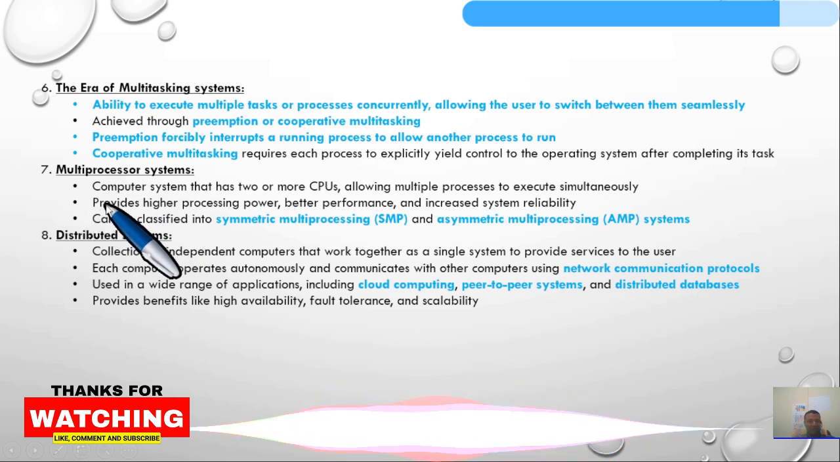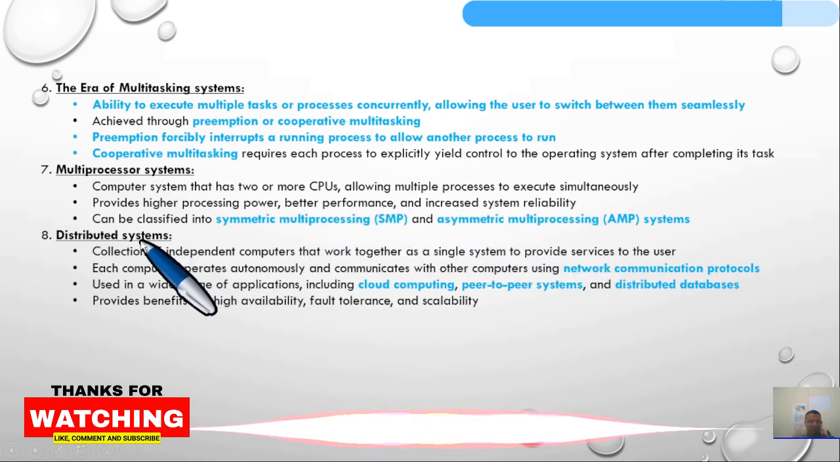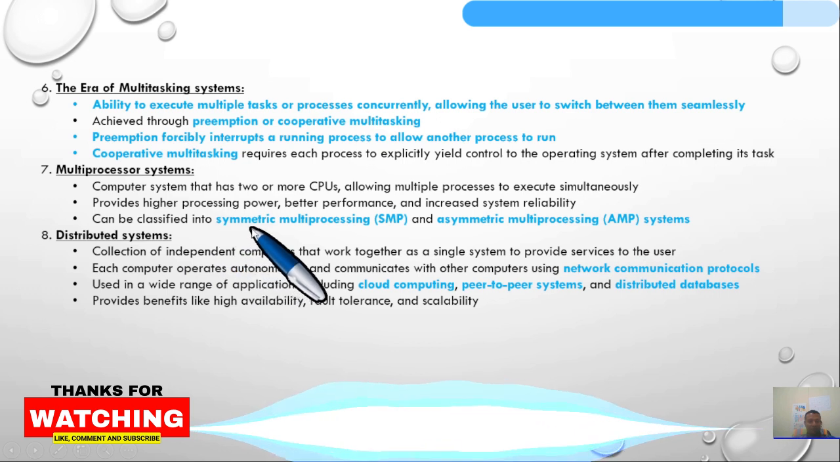Multiprocessor systems are computer systems that have two or more CPUs, allowing multiple processors to execute simultaneously, and provide higher processing power, better performance, and increased system reliability. They can be classified into symmetric multiprocessing and asymmetric multiprocessing systems.